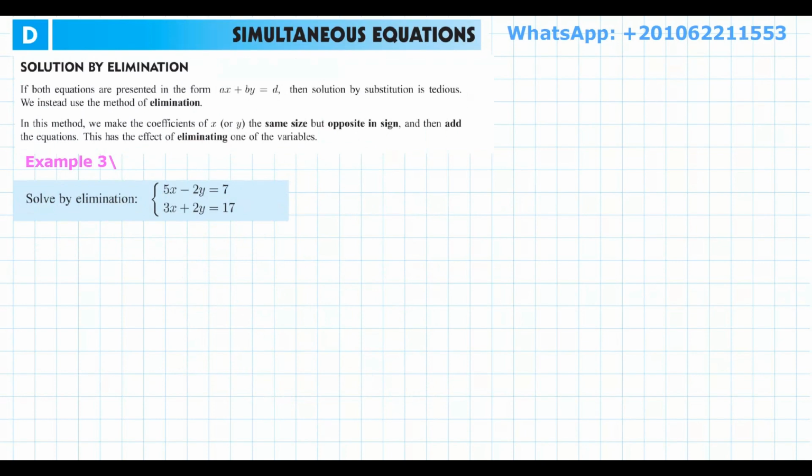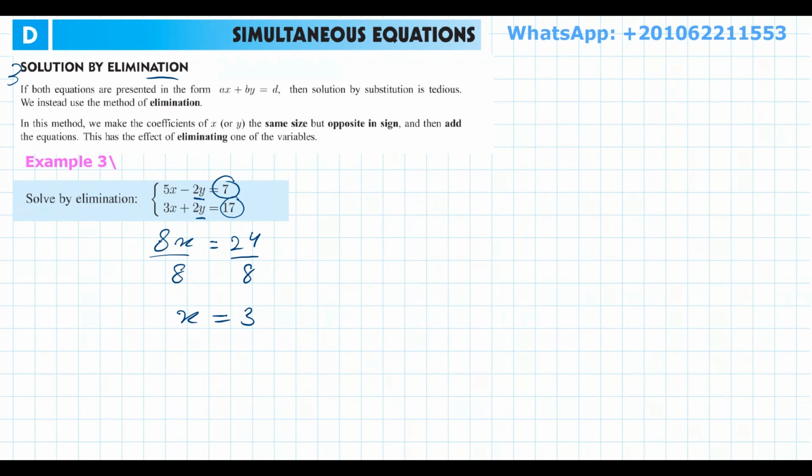What about elimination, which is the third method? Now, solution by elimination. This is the elimination method, which is cancelling either y or x. Here you have -2y and 2y. If you add these two equations, the result is 8x equals 7 plus 17, which is 24. After that, divide by 8, so x equals 3.